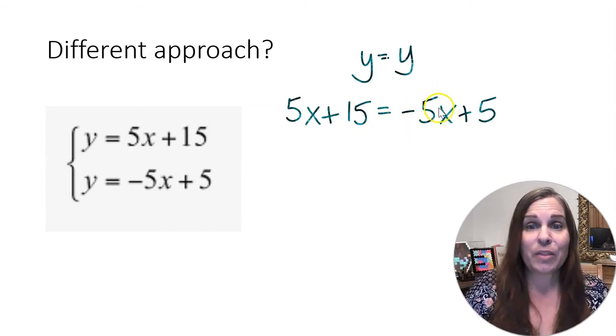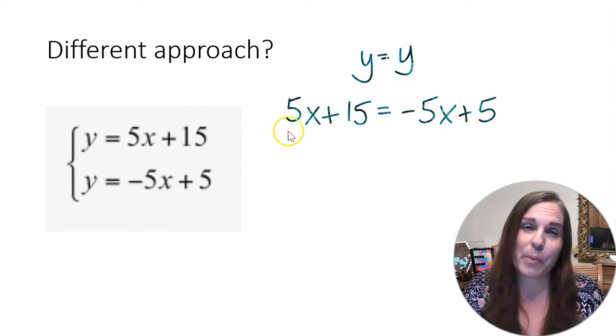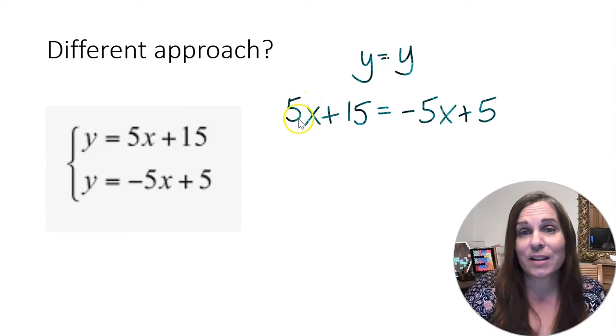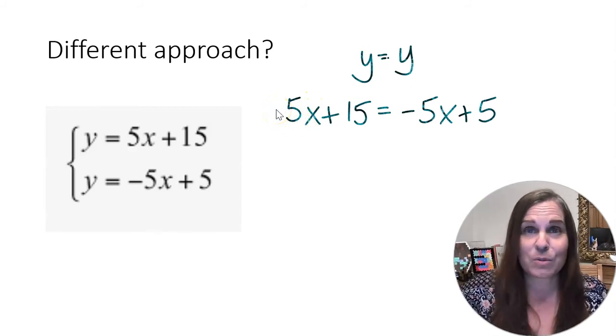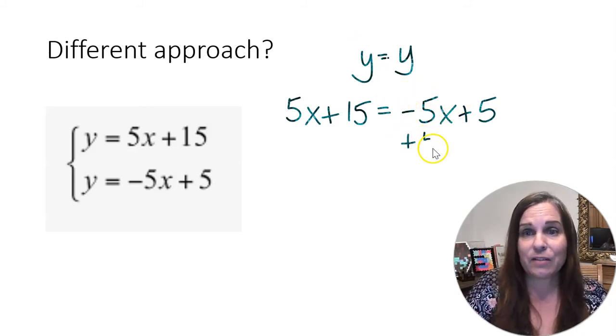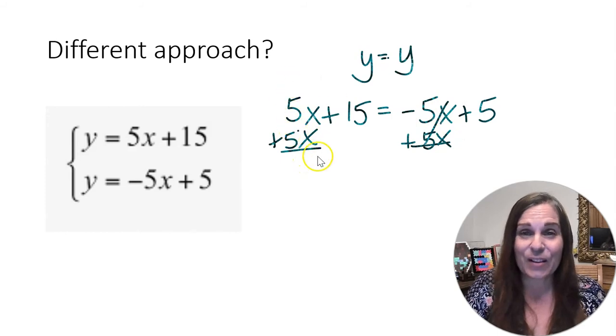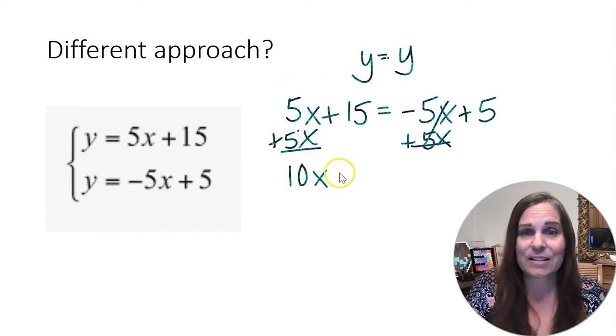I'm going to go with the smaller of my two variable terms, which would be the negative 5x, because that's smaller than the positive 5x. But honestly, you could pick any of the four terms that you want and do the opposite. So the opposite of subtracting 5x is to add 5x. So I'm going to do that to both sides. And then on the left, I'll have 10x plus 15. On the right, I'll just have a 5.